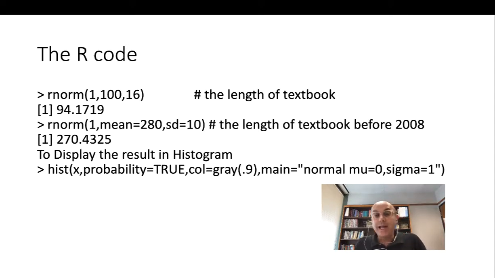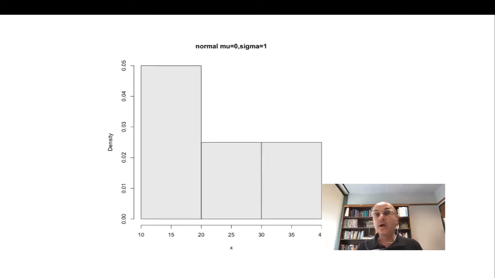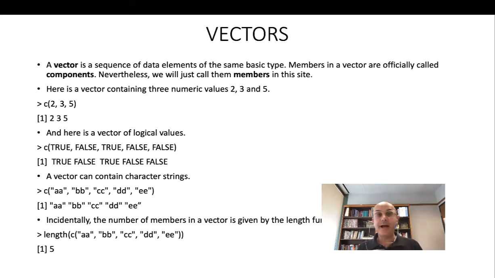If we would like to visualize it, we will use the function called hist, which is the histogram. We define the x, the probability is true, the color is gray, and the main title is normal with mu equal to 0 and sigma equal to 1, in order for us to come up with the following histogram. So this is the idea behind it.